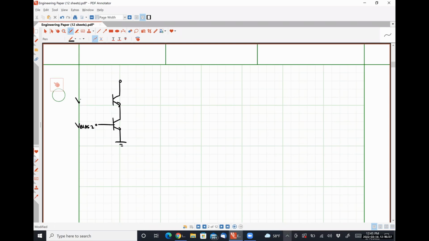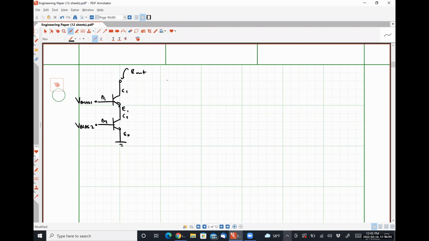Here's V bias 2. Here's V bias 1. Here's our base 1, collector 1, emitter 1, collector 2, base 2, emitter 2. This is what we're trying to find, R out.